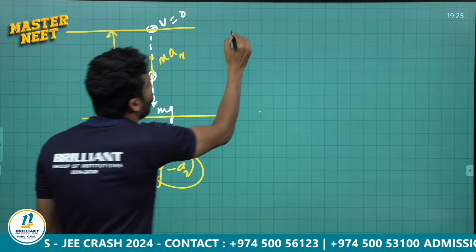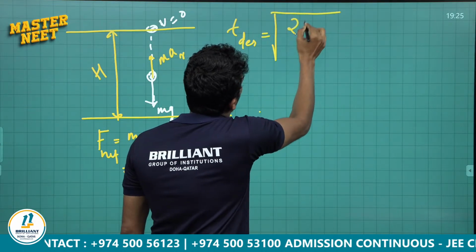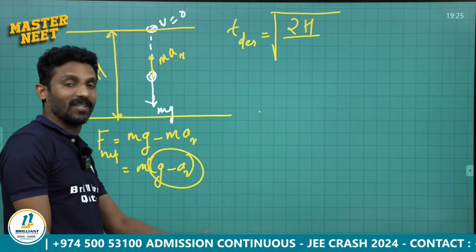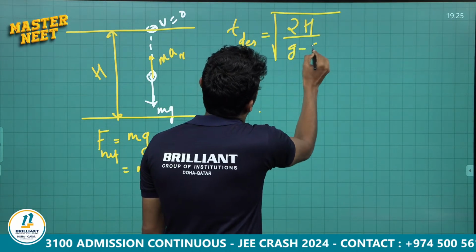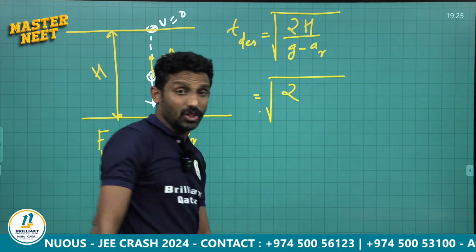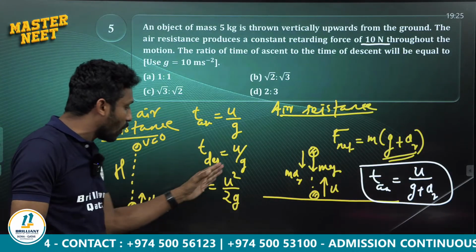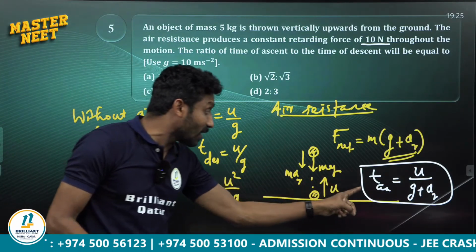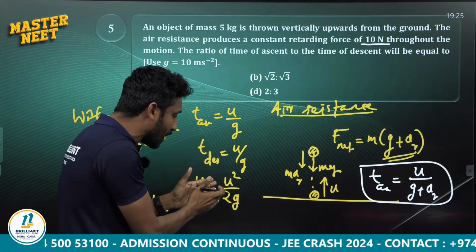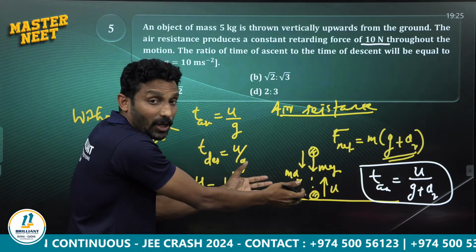Suppose this is the ground and this is our maximum height h, and the object is in free fall. Then what will be the time of descent? We have the equation: time of descent is root of 2h divided by acceleration. What's the acceleration value now? It is g minus ar, isn't it? Now what is the h value? Listen, without air resistance, h is equal to u square by 2g. But with air resistance, what will it be? h is equal to u square divided by twice of g plus ar, because here air resistance comes into play.